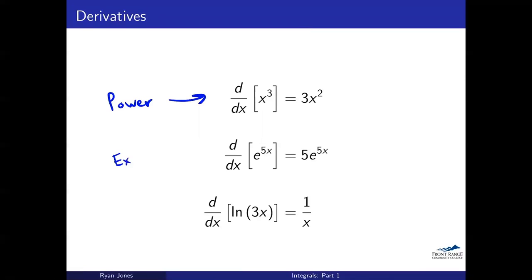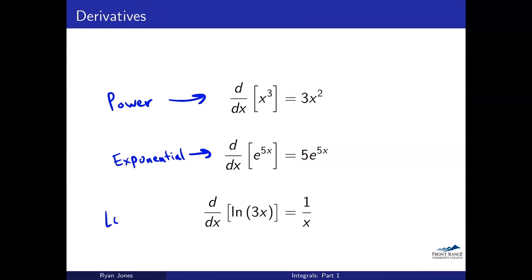Then on this second example, this is an exponential, as you can clearly see. You'll notice that I am using the chain rule here. I do have a 5x up here, and since that's not just an x, you can treat it like an inner function, 5x, which I've boxed, and an outer function, which is that exponential, e. So I do have to multiply by the 5, and that's my chain rule term.